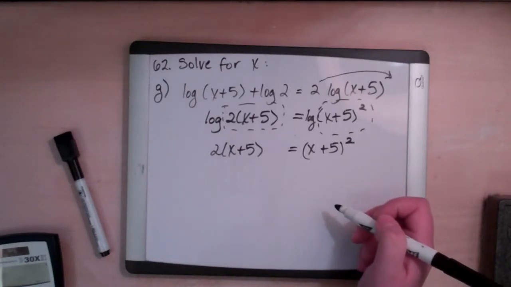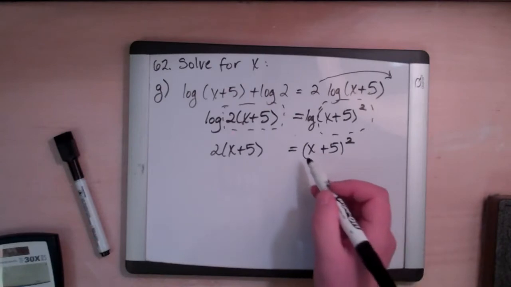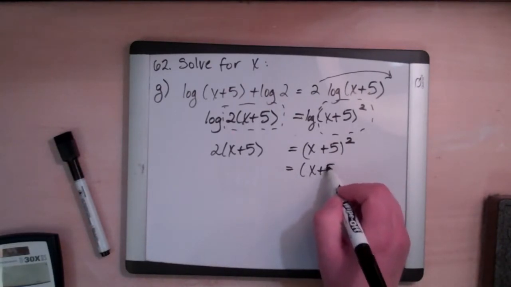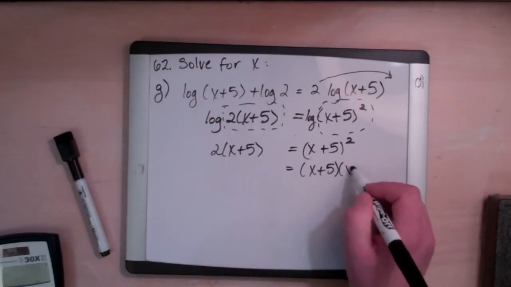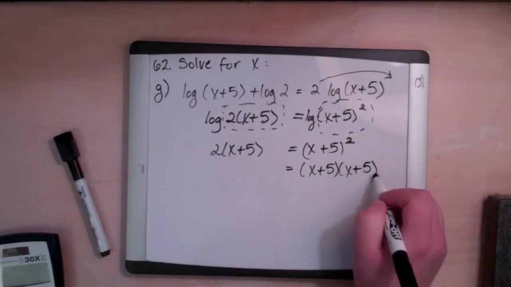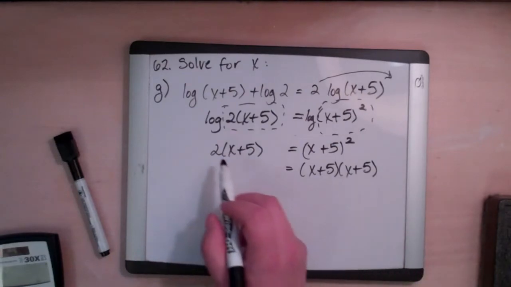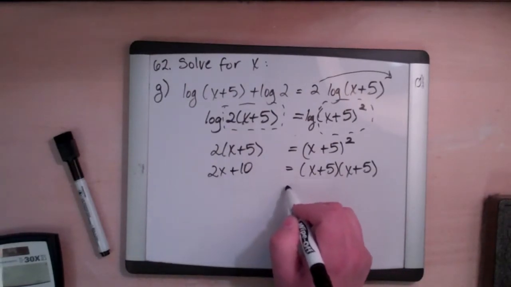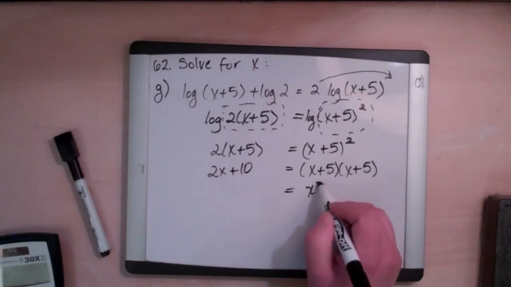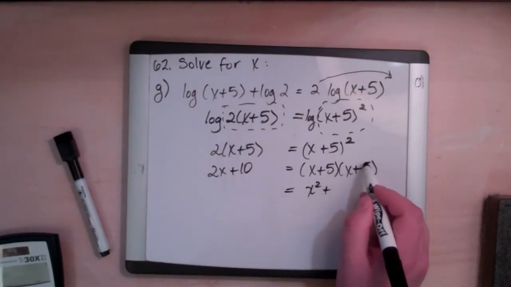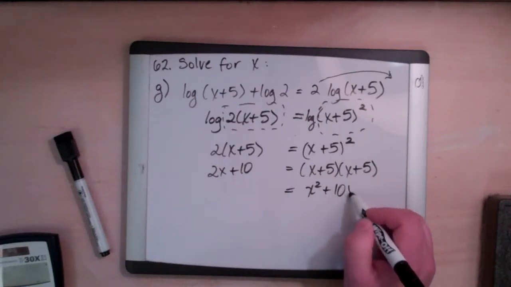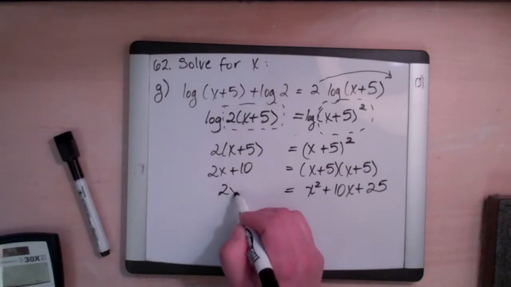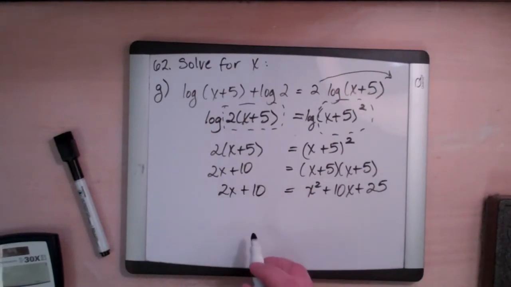Now I'm going to revert back to some of my old tricks for multiplying this. I always expand the powers so that I can FOIL correctly without losing any pieces. And I'll distribute this 2, so I'll have 2x plus 10. And I'll FOIL this side, so I'll have x squared plus, there's 5x, there's another 5x. So 10x plus 25. And it's all equal to 2x plus 10.